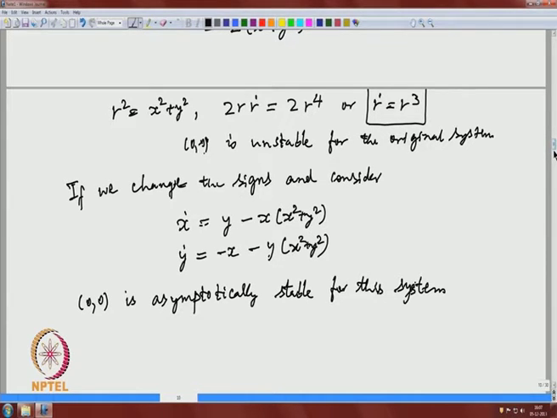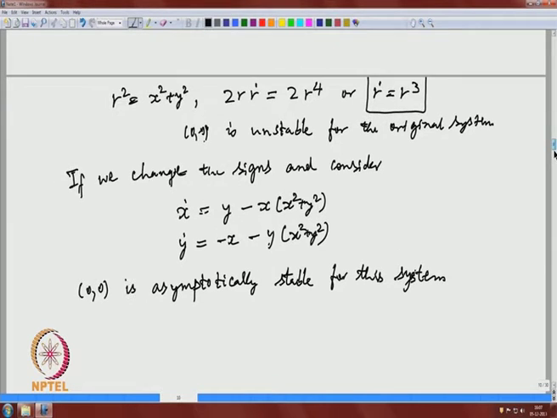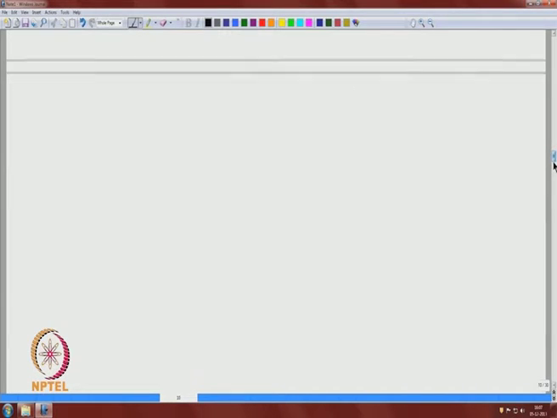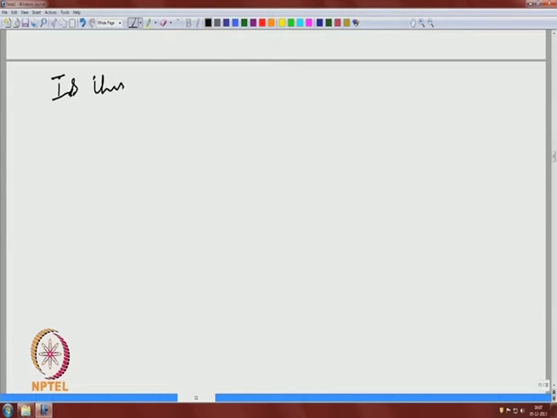The question is, is it always the case? Okay? Is it always the case? And then we cannot depend on linear stability analysis at all, right, if this is the case. Is this the case all the time? That is the question.